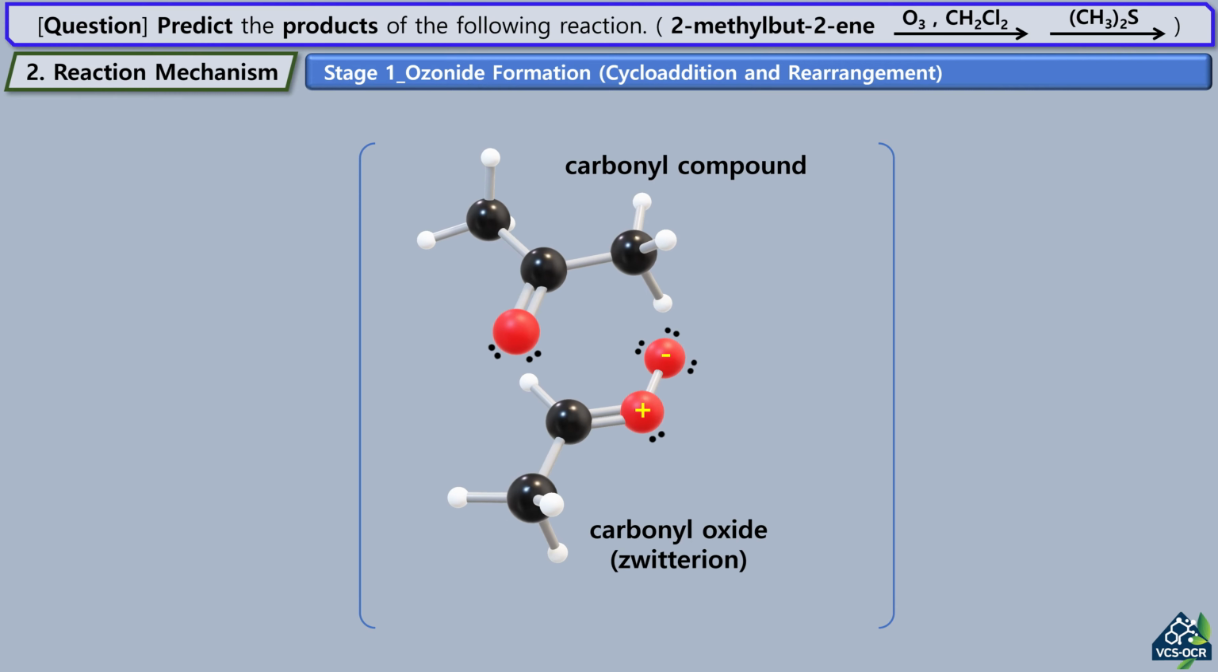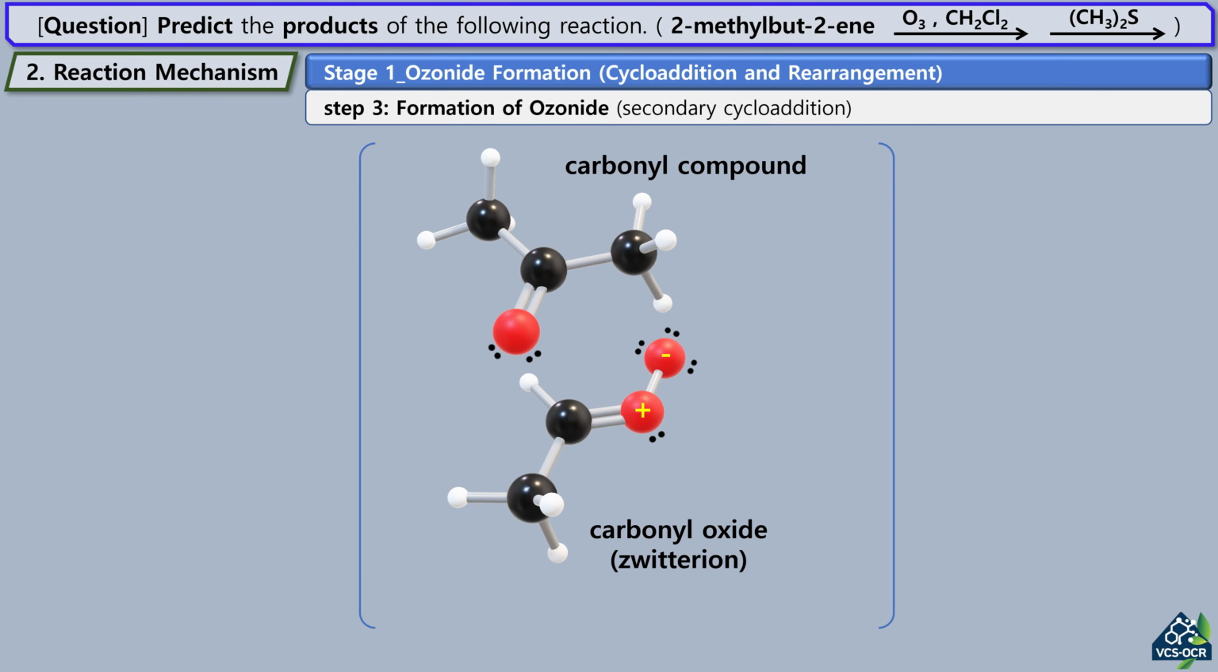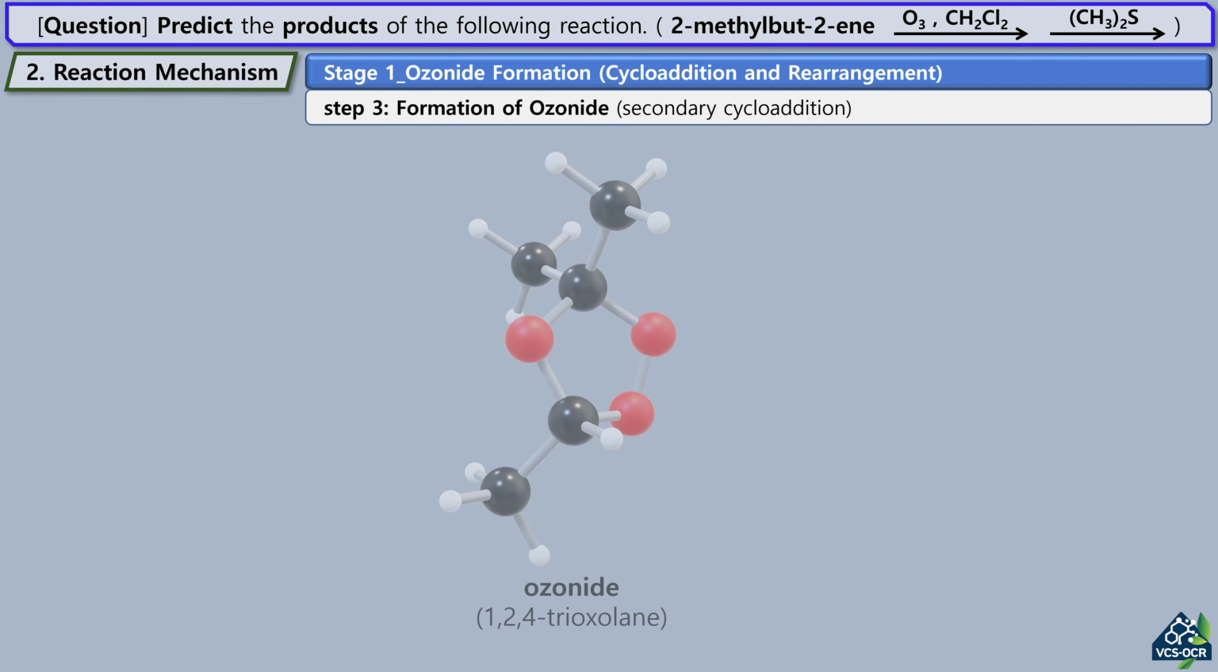Step 3. Formation of ozonide, secondary cycloaddition. The two fragments, carbonyl and carbonyl oxide, quickly recombine in a second 1,3-dipolar cycloaddition, but in the opposite orientation. This rearrangement creates the more stable 5-membered ring called the ozonide, a 1,2,4-trioxolane.